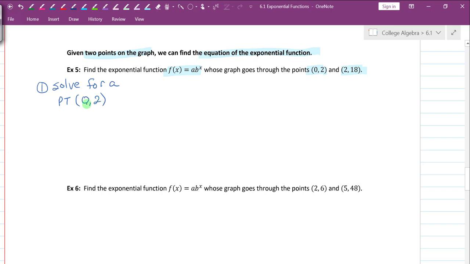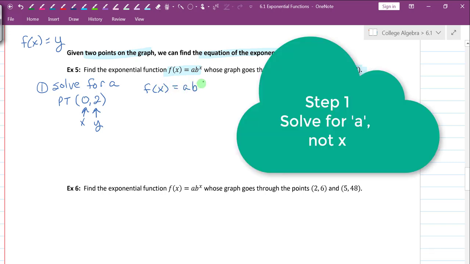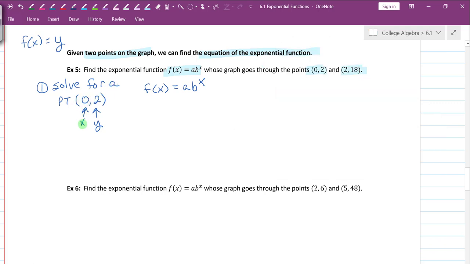Remember that f of x is just another way of writing the letter or the coordinate y, okay, in a coordinate system. So that means that this right here is an x and this right here is a y, also known as f of x. So if I have f of x is equal to ab^x, and I said the first thing I'm going to do is solve for a using these points, I'm going to take this value x and plug it in there. I'm going to take this value y and plug it in for f of x. So I have 2 is equal to ab to the x, which is 0.